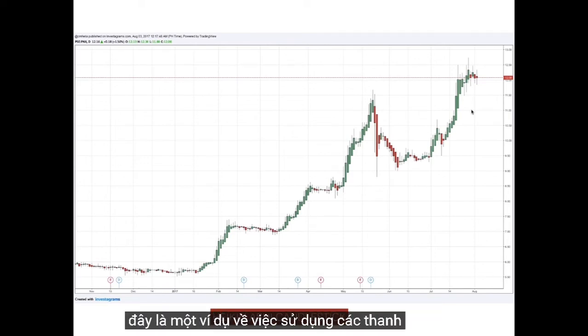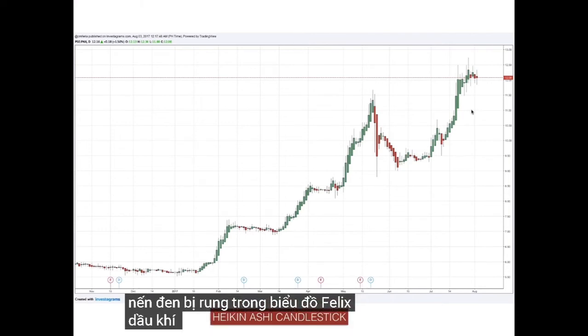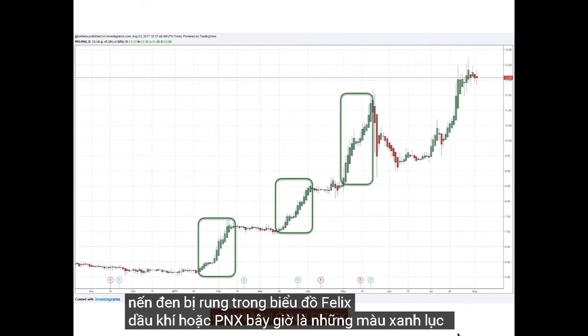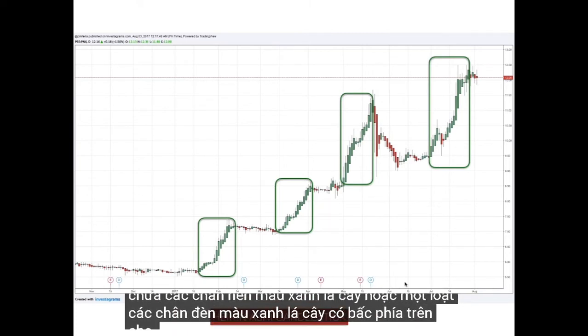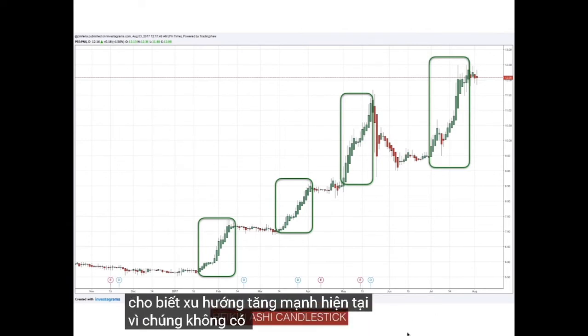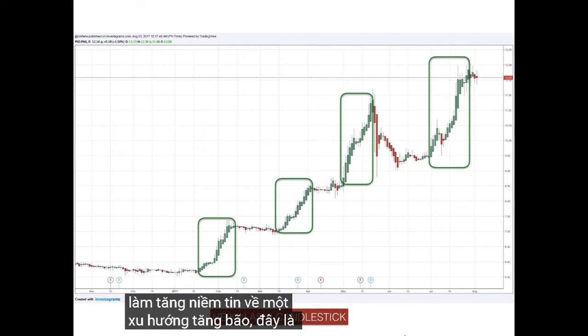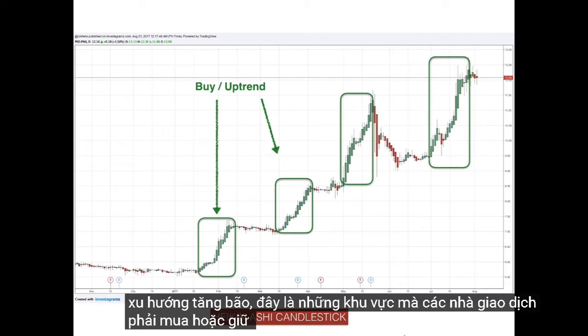Here's an example of the use of Heikin Ashi candlesticks in the chart of Phoenix Petroleum or PNX. Now, these green boxes contain green candlesticks or a series of green candlesticks with upper wicks which indicate a strong uptrend. Now, since they have no lower shadows, this increases our conviction of a strong uptrend. These are areas where traders must buy or hold their positions.